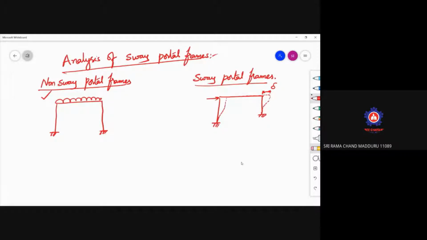Now we will see in this class today how to analyze a sway portal frame. So before that, let us first discuss in how many ways, or what are the conditions that prevail in a portal frame to get sway. That we will see now. So just keep a heading. All of you just keep a side heading.